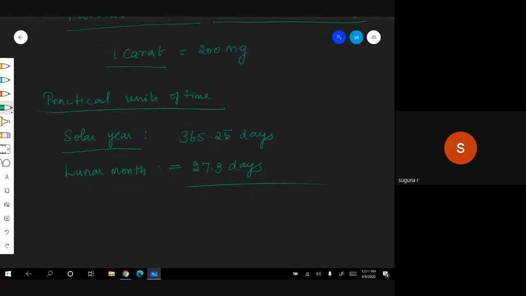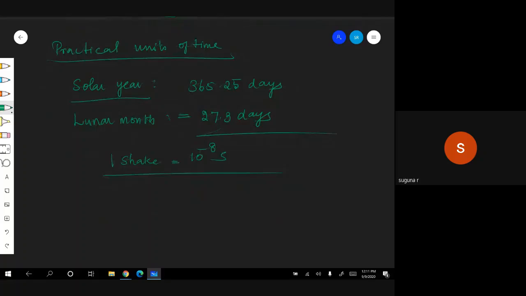And for very small time, apart from the second, there is Planck's time, and shake. 1 shake is 10 power minus 8 seconds. So usually we use these practical units for measurement of very small timings. Is it clear? Hope you are following this.